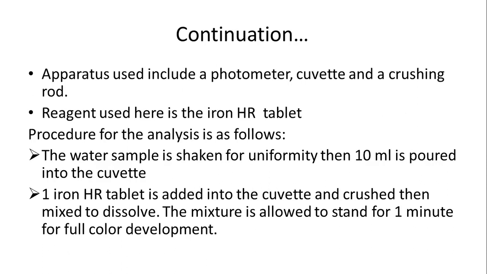Apparatus used, as with the initial test, that is the fluoride test, will be a photometer, cuvette, and crushing rod. And then the reagent that we'll use here is the iron HR tablet, and we'll just do the same thing as with the fluoride analysis. We'll take our sample, shake it for uniformity, pour 10 ml into the cuvette, that is 10 ml to the mark. Add 1 iron HR tablet into the cuvette, crush it, and then stir it to dissolve, and then allow it to stand for 1 minute for full color development.